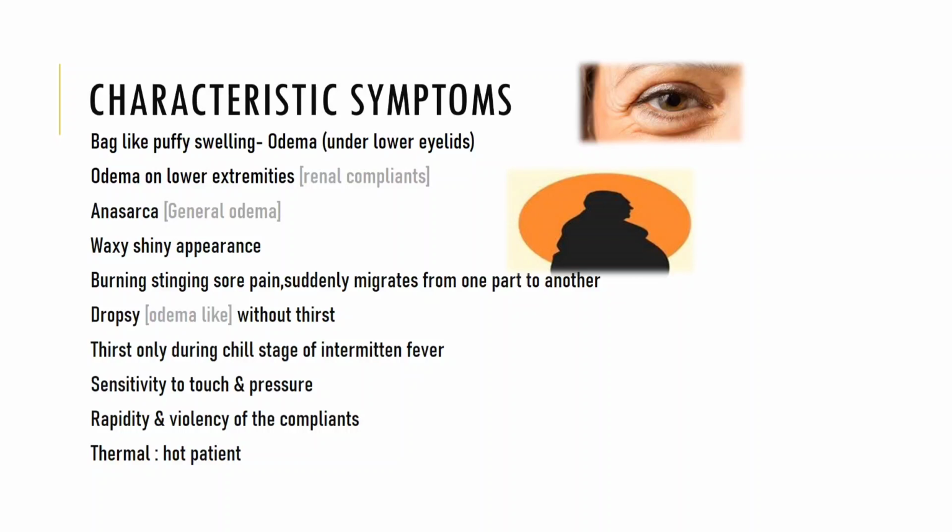So that is some sort of a characteristic thing, when it is dropsy without thirst. Thirst only during the chill state of intermittent fever. They're basically thirstless, but they feel thirsty only during that stage of intermittent fever. Sensitivity to touch and pressure. Rapidity and violence of the complaints. They have rapid complaints and it will be very severe. And they are basically hot patients.